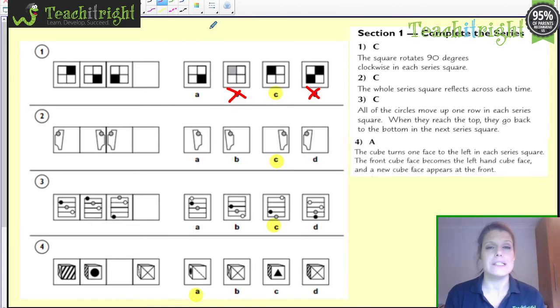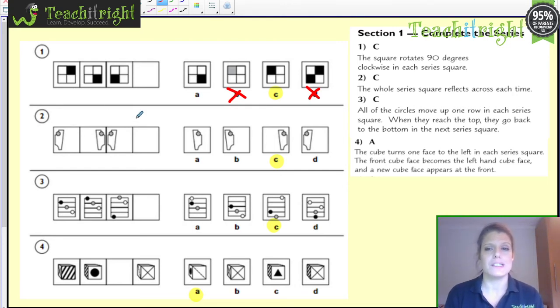And the answer was C, because the square rotates 90 degrees clockwise in each series. So clockwise is the direction that the hands on a clock go in. Number 2 was C, and this is because each time the shapes are reflecting. If you think about the division lines between the boxes as mirror lines, the shapes are reflecting there.